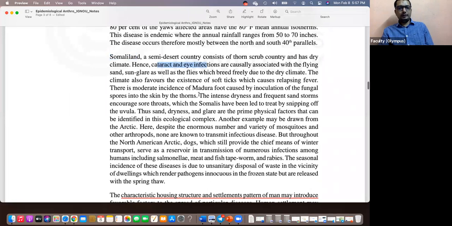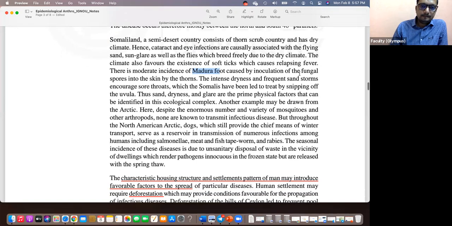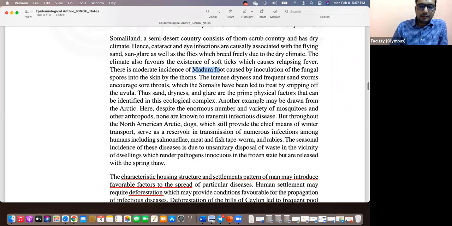Okay, Madura foot disease, for example, involves fungal spores. Fungal spores are introduced into the body, especially when thorns prick us. So fungal infectious agents can enter into us. So these types of geographical conditions are important here.